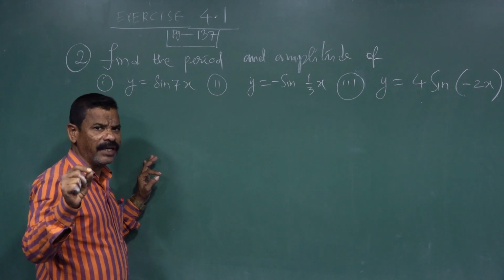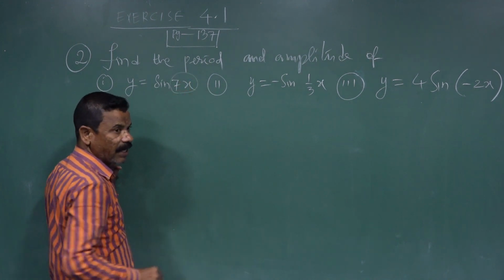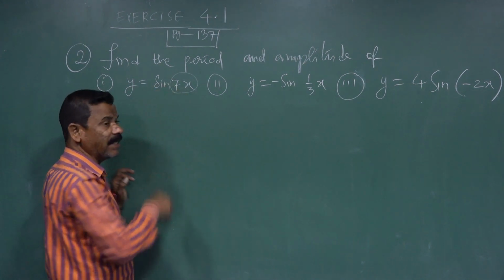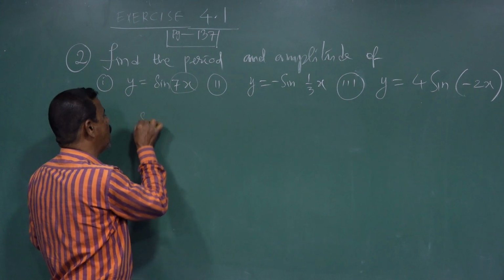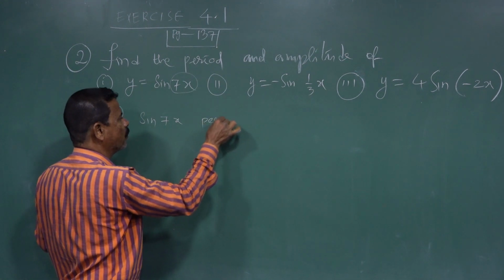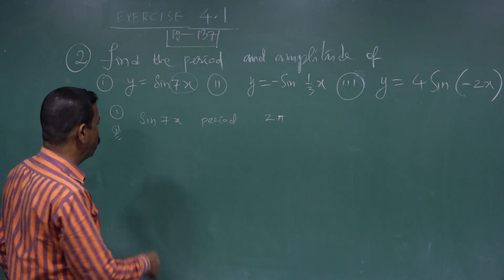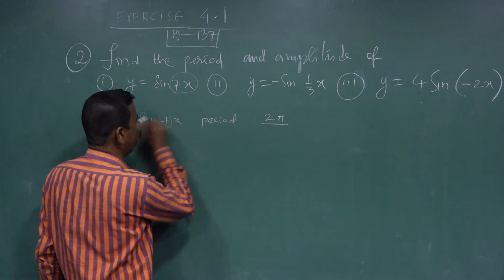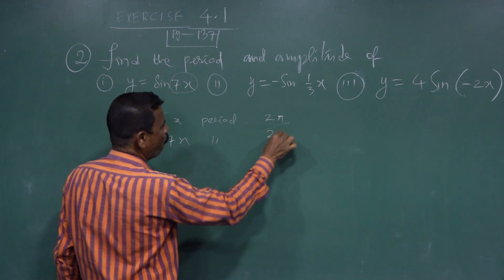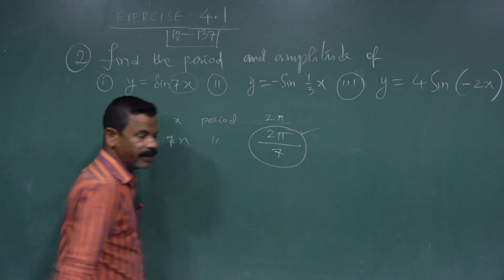Everyone has period 2π. But inside, think about sin 7x. Sin x has period 2π, but for sin 7x, solution number 1: the period is 2π divided by 7. Actually, sin x period is 2π, and sin 7x period is 2π by this multiple 7. This is the period.